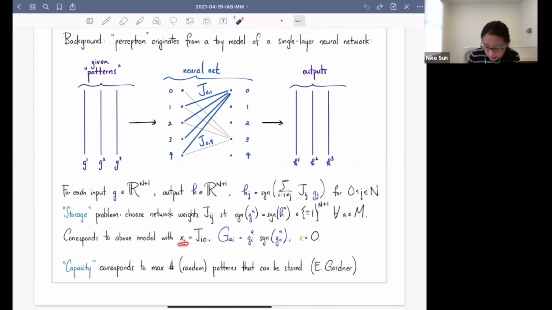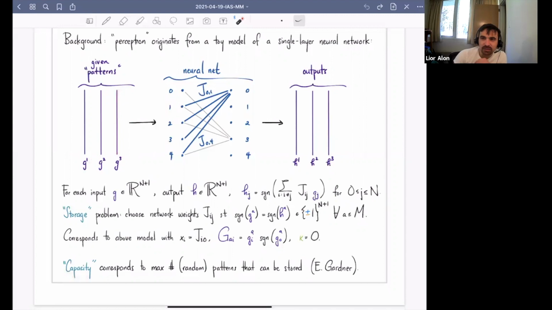So the correspondence is that you take x_i to be the weights of the network. So x_i are, say, all of the weights going into one node. And then the entries of G are given by this transformation of the inputs. So roughly the inputs correspond to the matrix G. And then the capacity in this model corresponds to, if I give you patterns at random, what is the maximum number of patterns that you can store in this network?